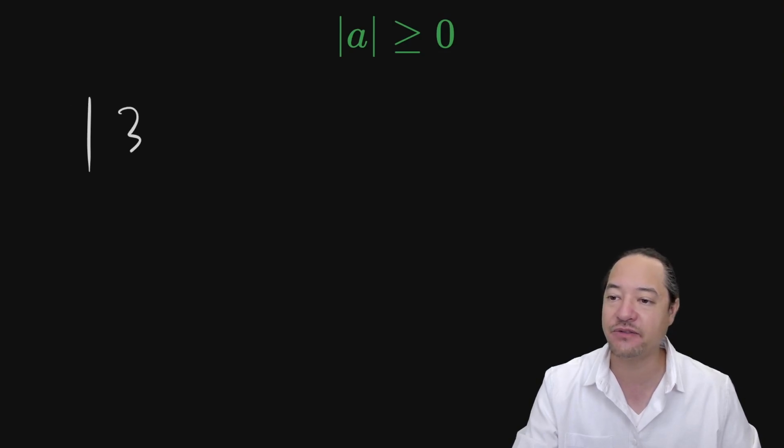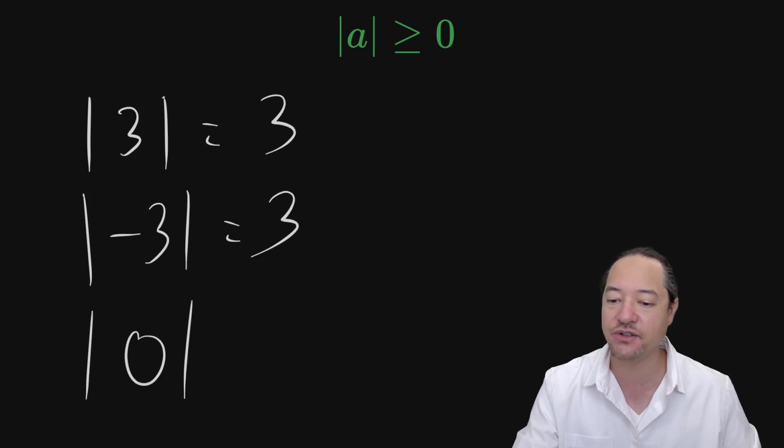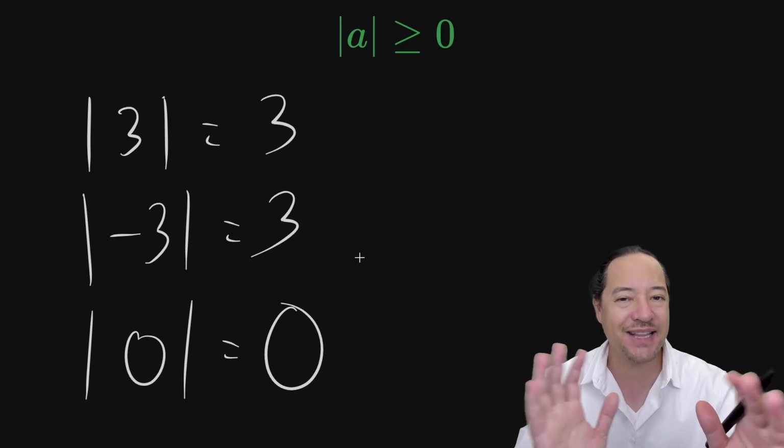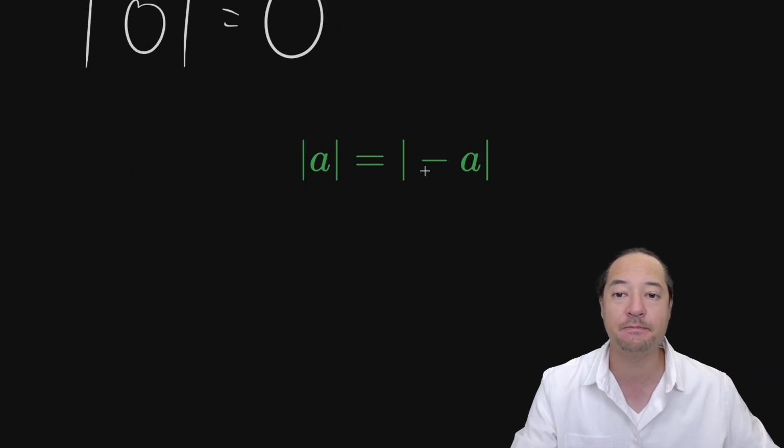So if I take the absolute value of 3, well, I'm going to get 3. If I take the absolute value of -3, I'm going to get a positive number 3. If I take the absolute value of 0, I'm going to get 0. Okay, so that's all this is saying. Super simple. Let's take a look at the next property.